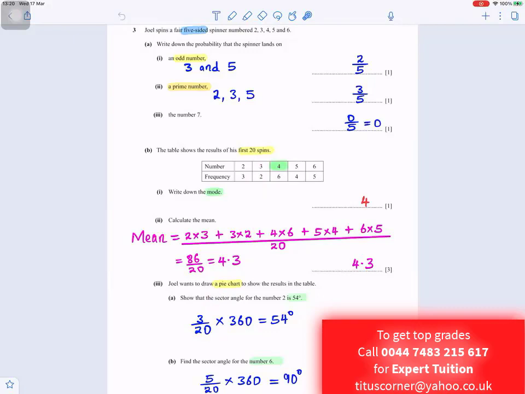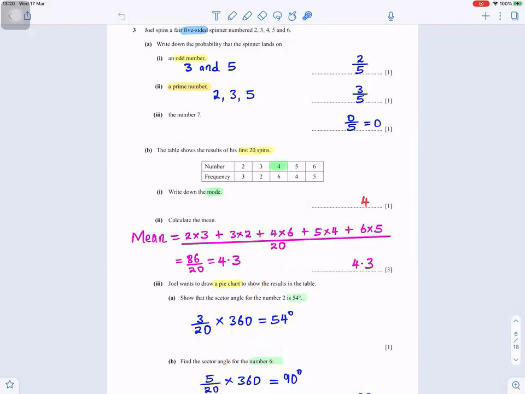Find the sector angle of the number 6. The number 6 appears 5 times, so it's 5 divided by 20 times 360. It gives you 90 degrees.